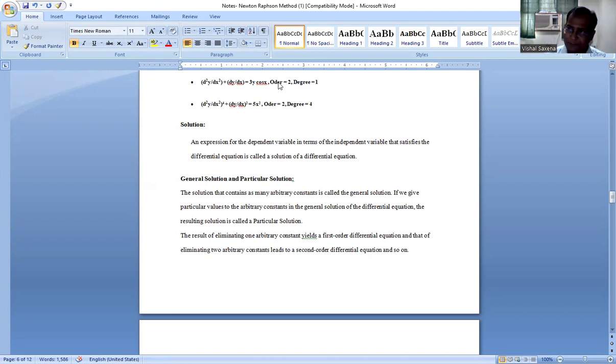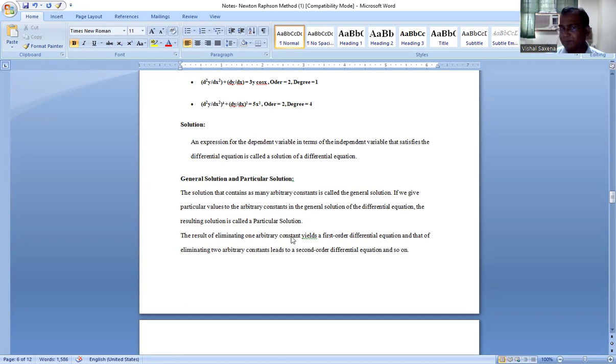So this is called the general solution for the first order differential equation, because if one arbitrary constant is there, then definitely its order should be one. So that is called the general solution. Means if the number of arbitrary constants is equal to the order of the differential equation, then it is called the general solution.